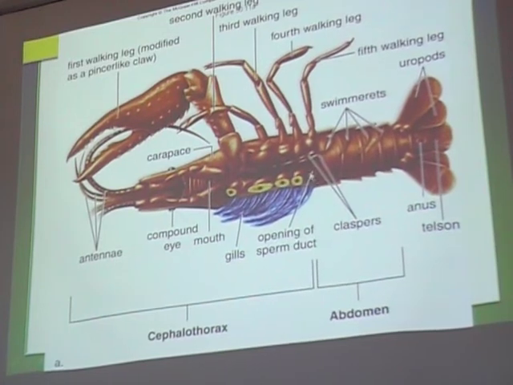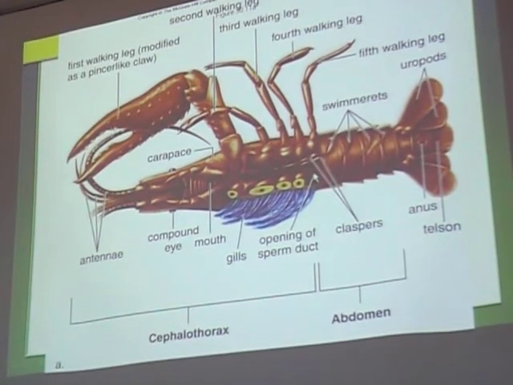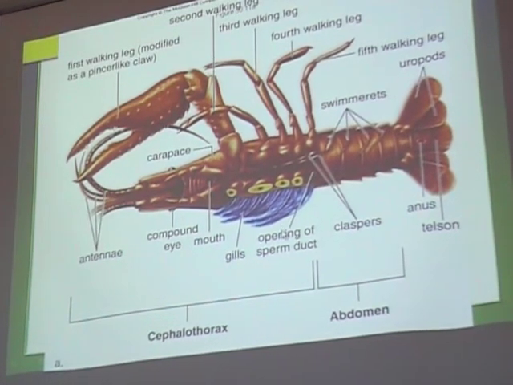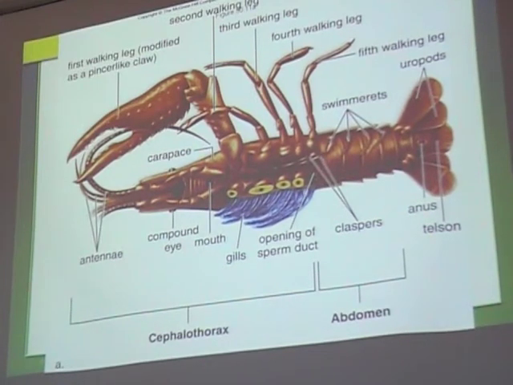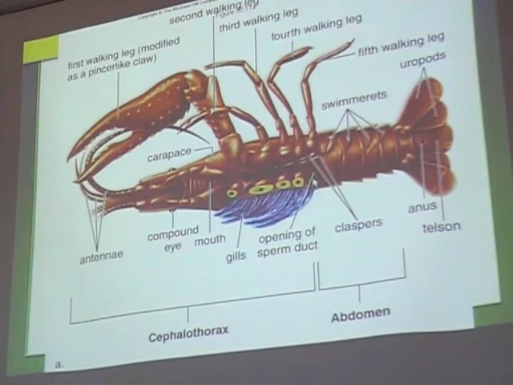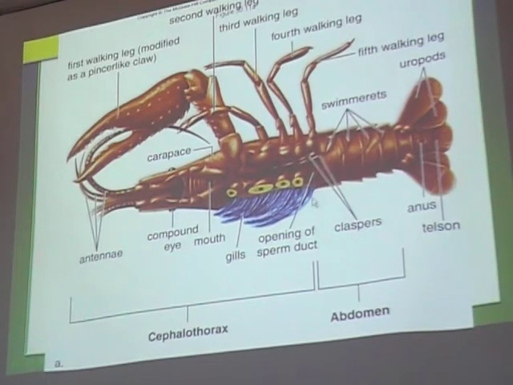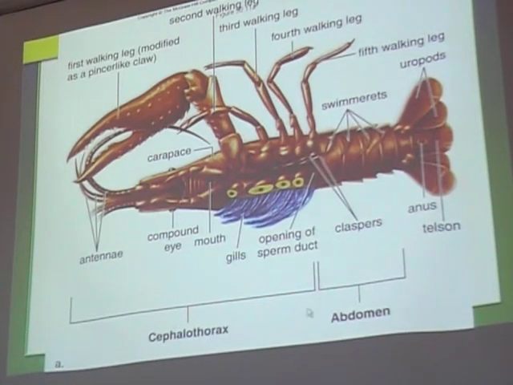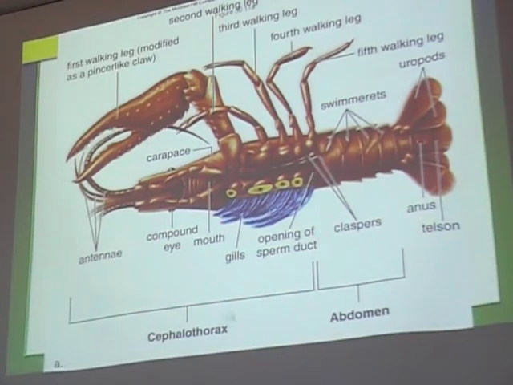There's a little sperm duct right there, for releasing sperm out into the water. These things have external fertilization. And again, we have a cephalothorax and an abdomen, two major parts of the body. You can see the segmentation, though, evidence that these things evolved from segmented worms.